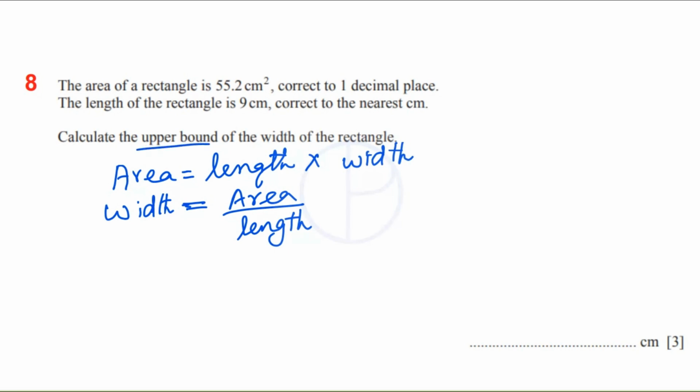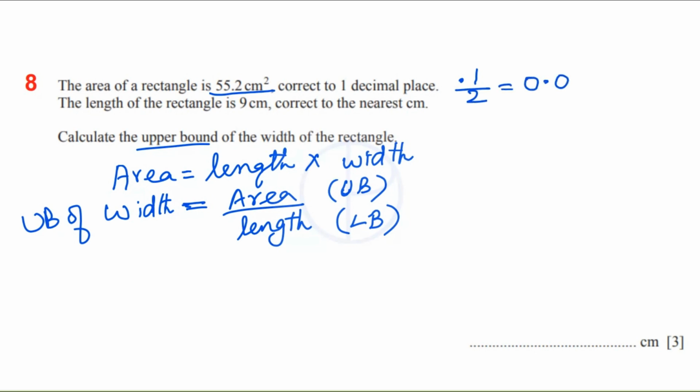Calculate the upper bound of the width. So to calculate the upper bound of width, we need to take the upper bound of area but lower bound of length. Okay, taking lower bound in the denominator gives a higher value. So we are taking lower bound in the denominator. So here the area of the rectangle is 55.2, correct to the 1 decimal place. 0.1 divided by 2 equal to 0.05.